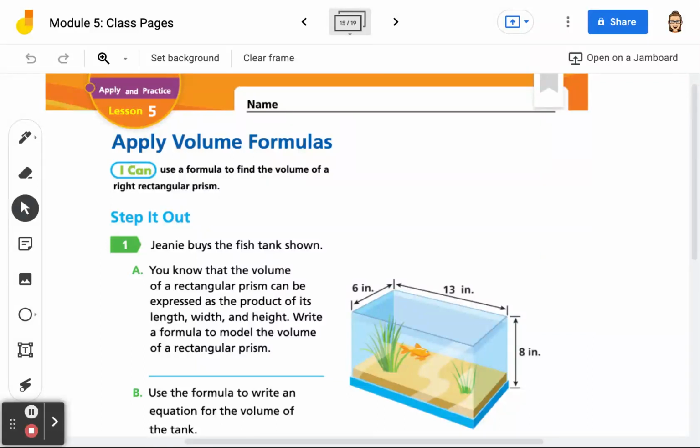Hello, my mathematician. Today we are looking at lesson 5 of module 5, which is all about applying volume formulas. Hopefully by the end of this lesson, you will be able to use a formula to find the volume of a right rectangular prism. Let's start with the step it out.